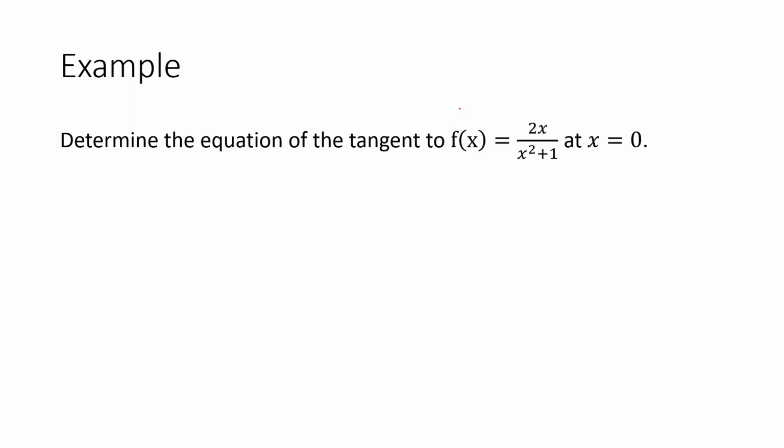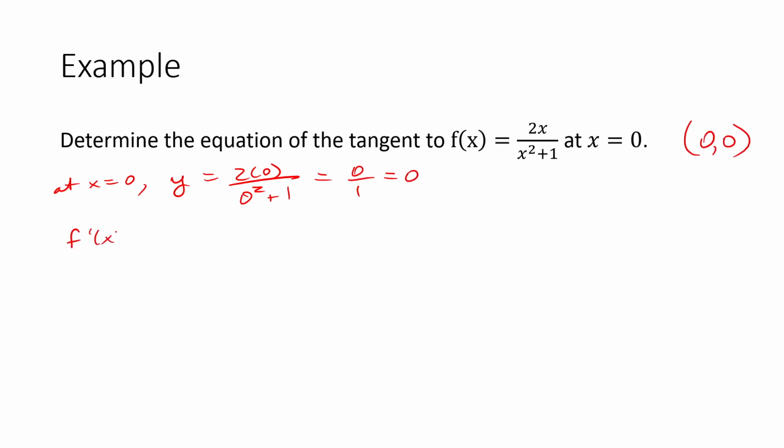Okay, here's another one. Let's determine the equation of the tangent line of this curve at x equals 0. Well, we're going to need to know a point and a slope. So at x equals 0, we know that y will equal 2 times 0 over 0 squared plus 1, which is 0 over 1, which is 0. So we know that the point in question will be 0, 0. Let's determine the slope. Well, the derivative will be low d high minus high d low all over low low.